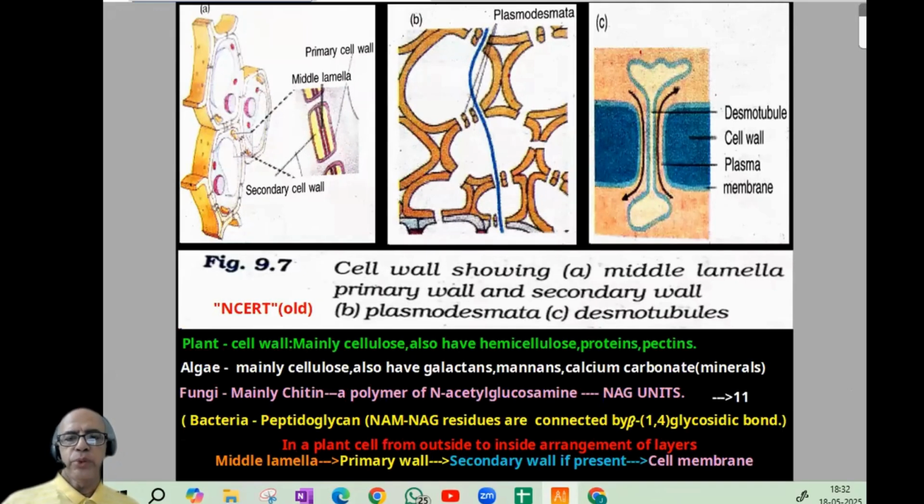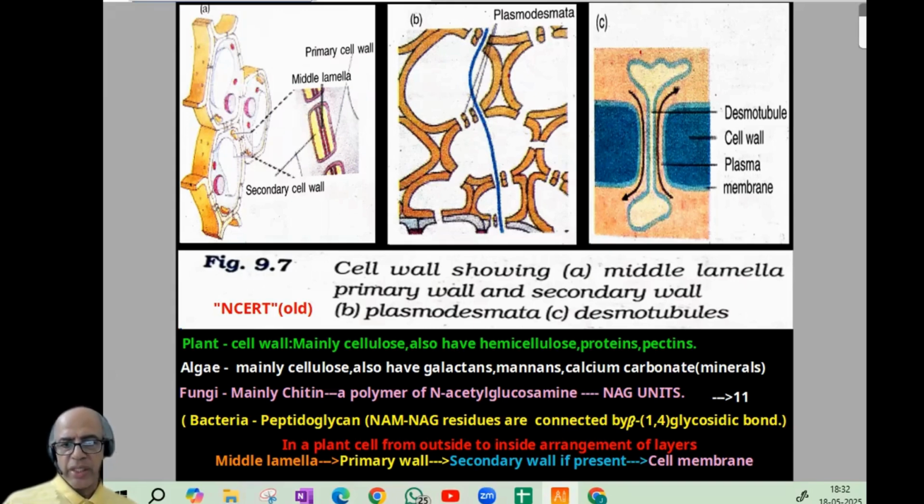When we come to the plant side, the cell wall is mainly cellulose, with extra chemicals like hemicellulose, proteins and pectins. Algae: mainly cellulose, with galactans, mannans, and calcium carbonate as minerals. Fungi: mainly chitin, a polymer of N-acetylglucosamine, NAG units. Then bacteria, we already studied the peptidoglycan cell wall. NAM and NAG residues are connected by beta-1,4 glycosidic bonds. Last episode, we maybe studied it.